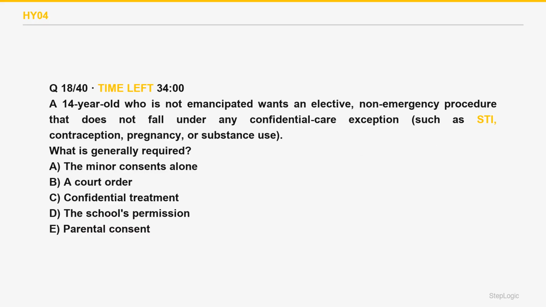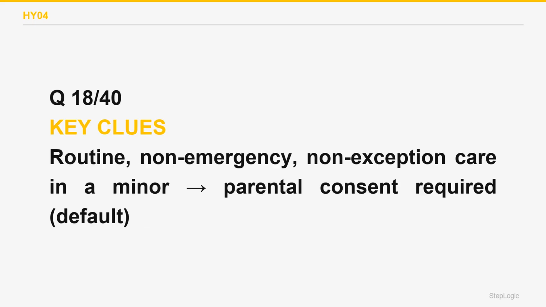What is generally required? A 14-year-old who is not emancipated wants an elective, non-emergency procedure that does not fall under any confidential care exception, such as STI, contraception, pregnancy, or substance use. Read the command. What's needed for routine non-exception care in a minor? Default rule is parental consent.